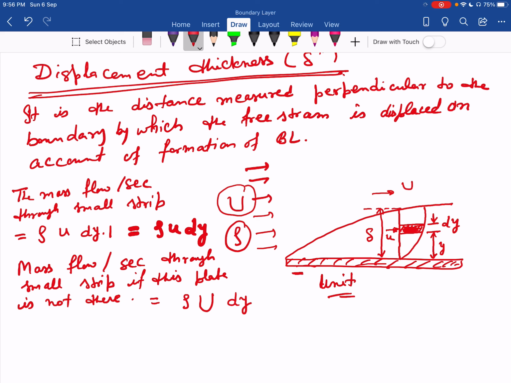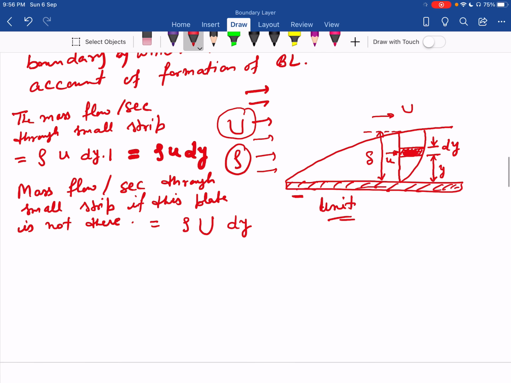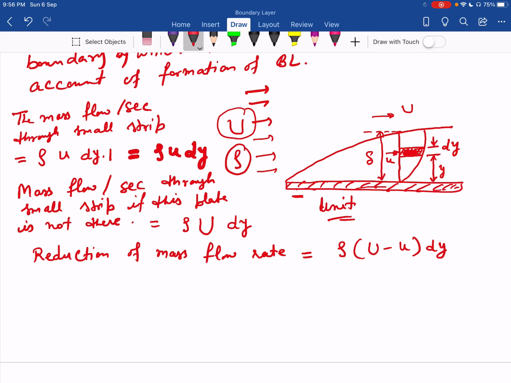So now what happens? With the presence of this plate, there is a reduction of mass flow rate. So next you can write the reduction of mass flow rate is equal to the difference of these two. So rho into (U minus small u) into dy. Here the term U minus u we also call the velocity defect.